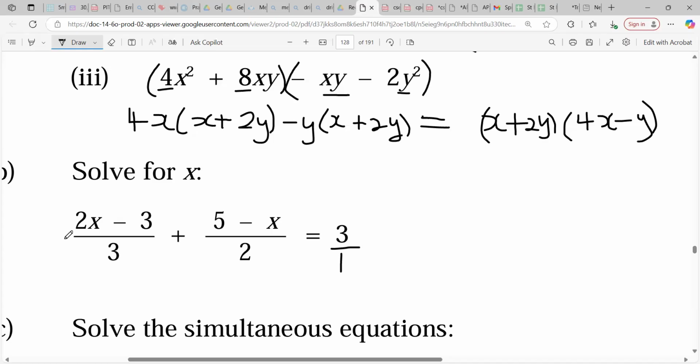A common error students make, they don't include this one. We have to times everything by the denominator. Let me just write it down here because I'm going to actually divide into it. So this one should be multiplied as well. And why do we do that? To get rid of the fraction. We don't want to deal with a fraction, that's all.